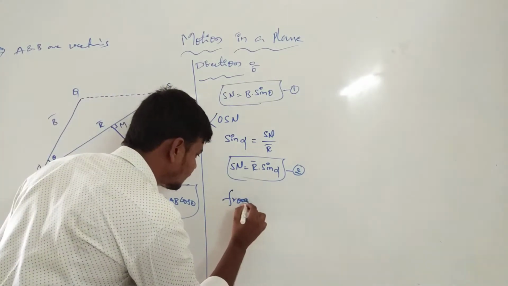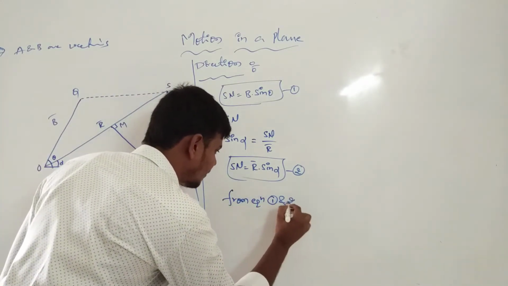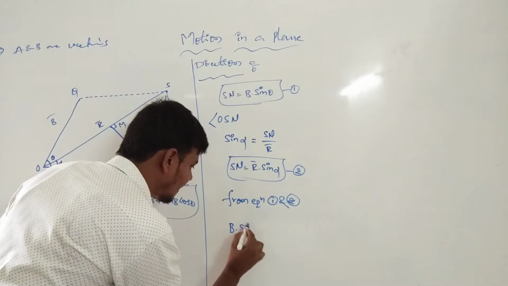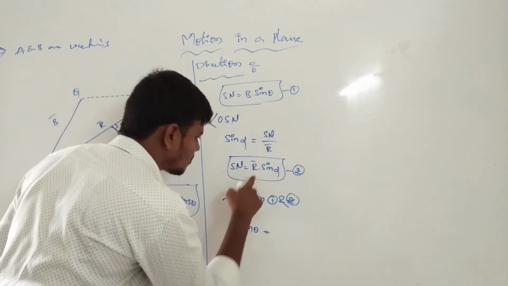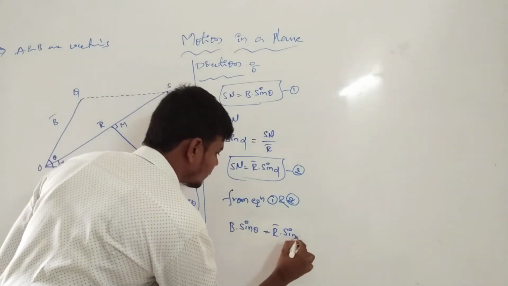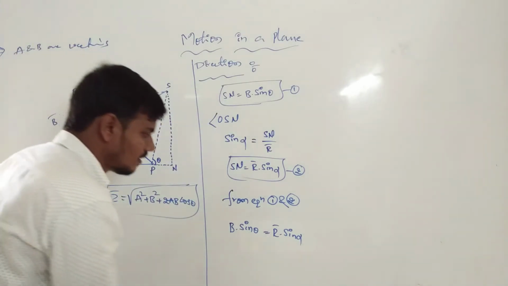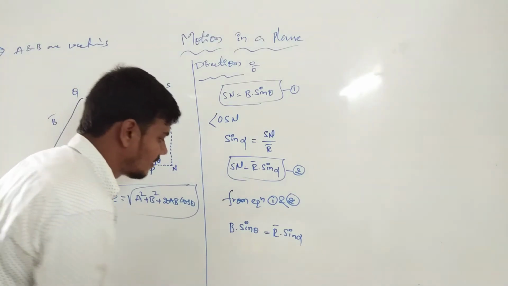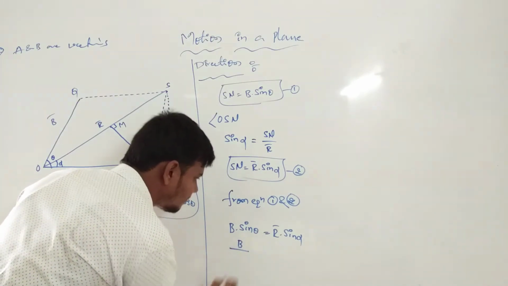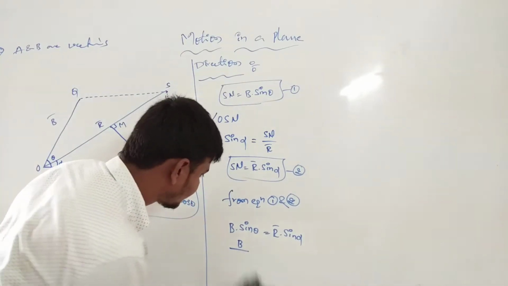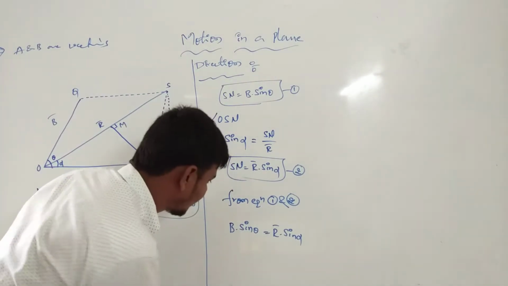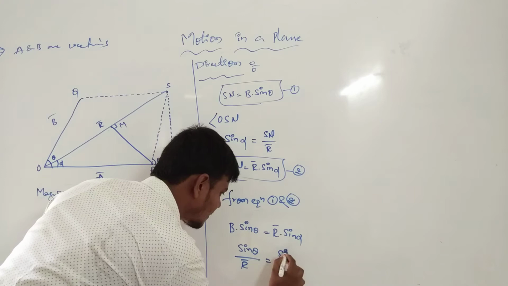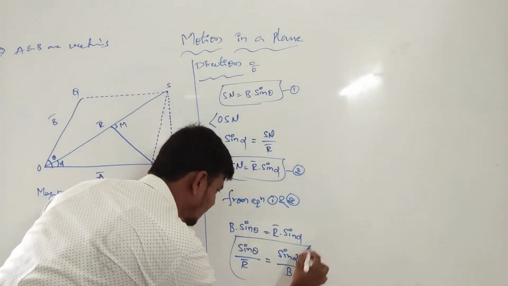From equations 1 and 2, B sin theta is equal to R bar sin alpha. Now dividing, sin theta by R bar is equal to sin alpha by B. So this is the formation of the equation.